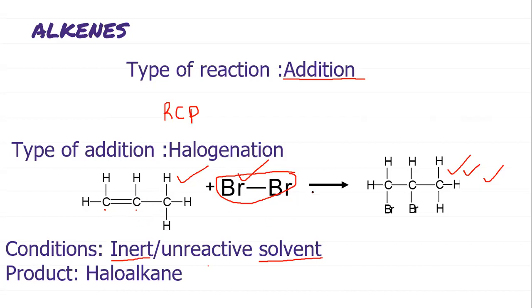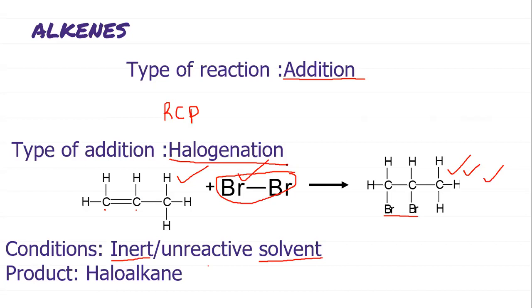And because bromine atoms are halogens, we can tell the type of addition that we have made, what we have added. Because the bromine atoms that we added are halogens, the type of addition is called halogenation.